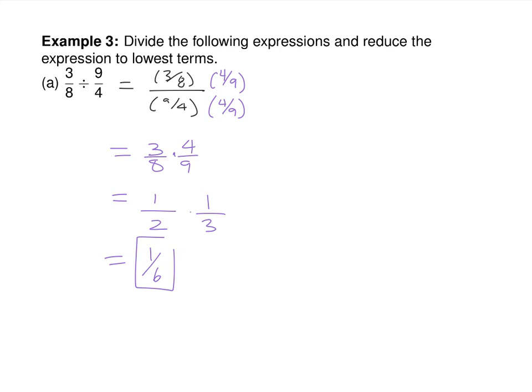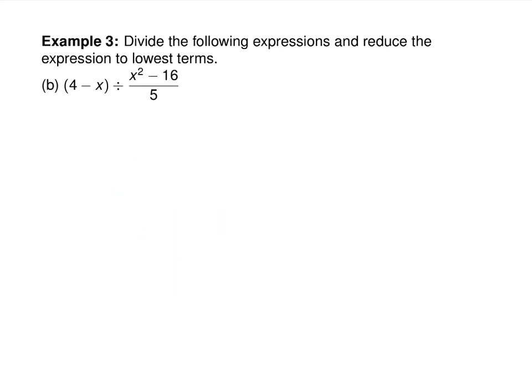Okay, so let's do one more. I got 4 minus x divided by x squared minus 16 over 5. Which one flips? The one on the right, exactly. So I have 4 minus x times 5 over x squared minus 16. Lovely. So I'm going to factor the second one. 5 over, how does x squared minus 16 factor? x plus 4, x minus 4.